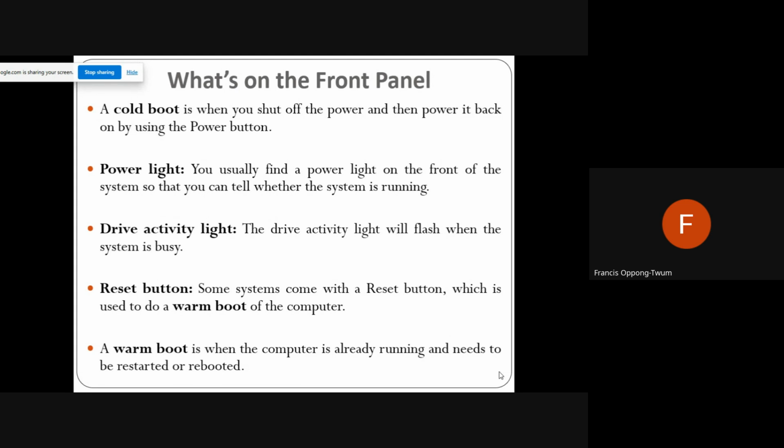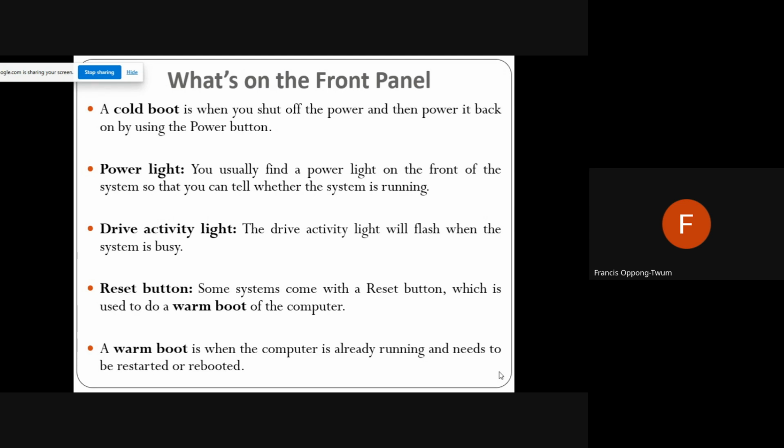And we have the power light. Sometimes when you are using the computer, you usually find the power light on the front panel so that you can tell whether the system is running. When the system is busy, you can see some yellow or red light. And we have the drive activity light. The drive activity light will flash when the system is busy.